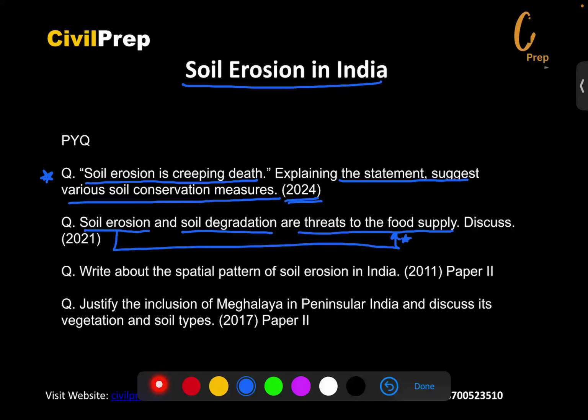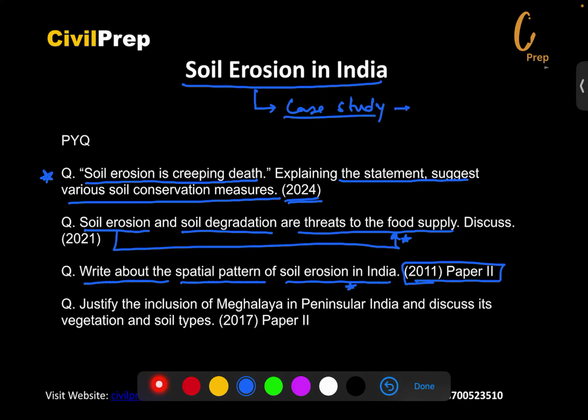A question on paper two: write about the spatial pattern of soil erosion in India. Very important from paper two. This is a case study which can be used in paper one as well as paper two.